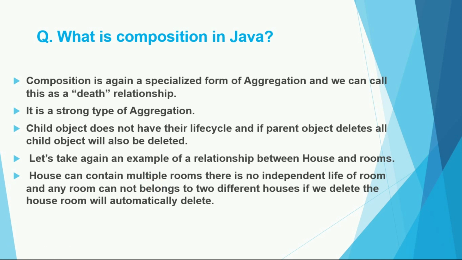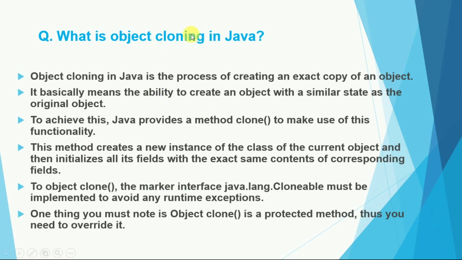Okay, so next, we already discussed object. So what is object cloning in Java? Object cloning in Java is the process of creating an exact copy of an object. We can say a clone of an object. Okay, so what is the purpose? It basically means the ability to create an object with a similar state as the original object.